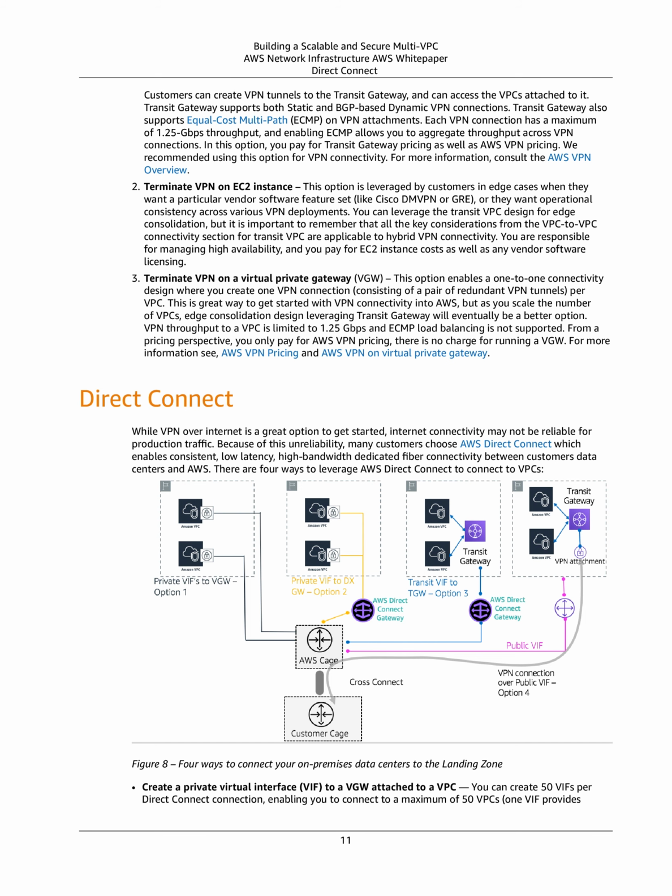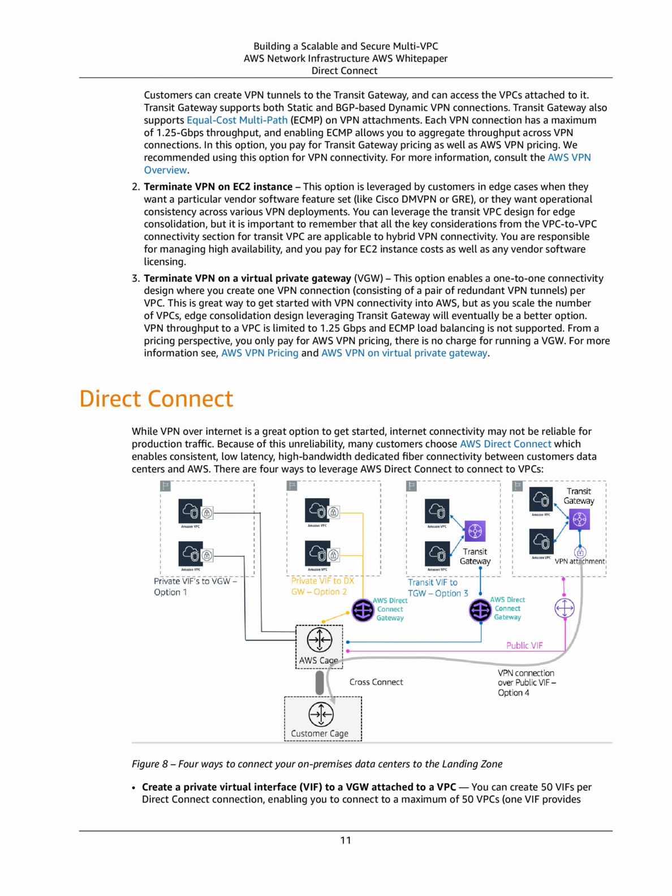2. Terminate VPN on EC2 instance. This option is leveraged by customers in edge cases when they want a particular vendor software feature set, like Cisco DMVPN or GRE, or they want operational consistency across various VPN deployments. You can leverage the Transit VPC design for edge consolidation, but it is important to remember that all the key considerations from the VPC-to-VPC connectivity section for Transit VPC are applicable to hybrid VPN connectivity. You are responsible for managing high availability, and you pay for EC2 instance costs as well as any vendor software licensing.